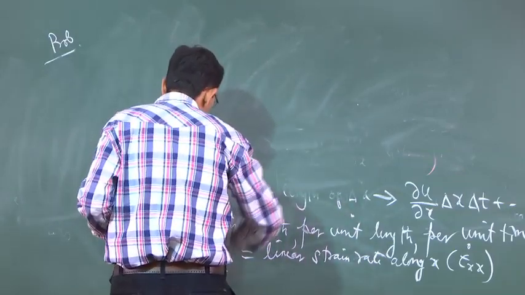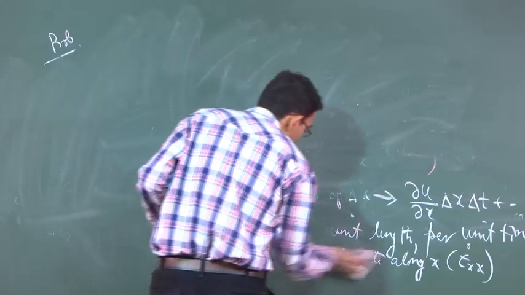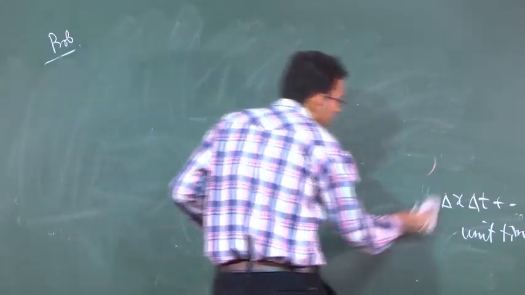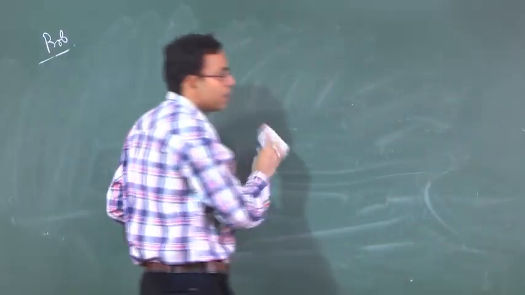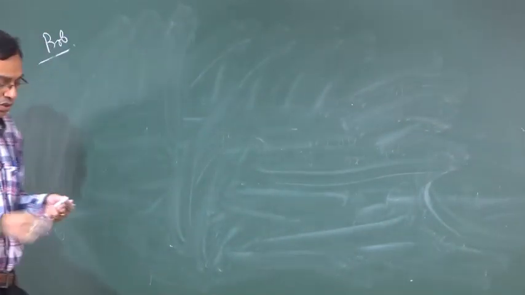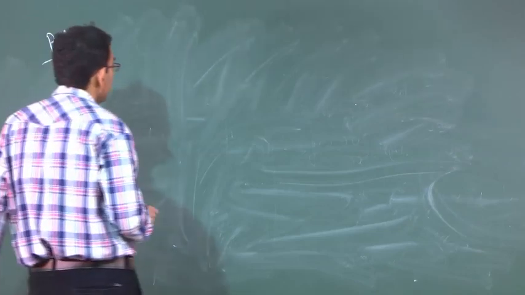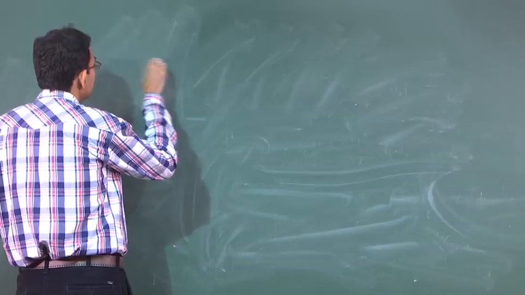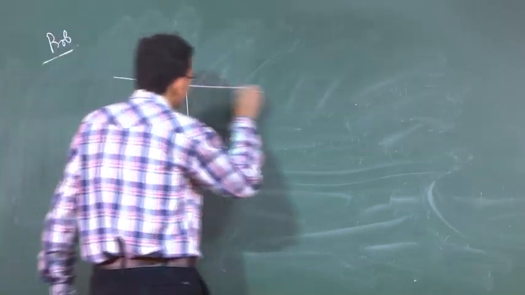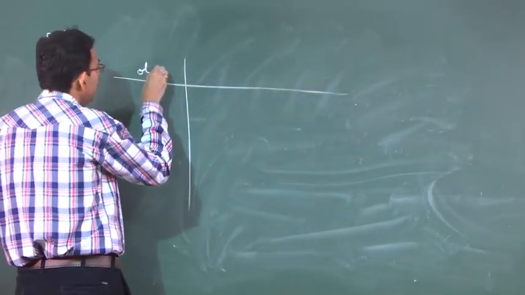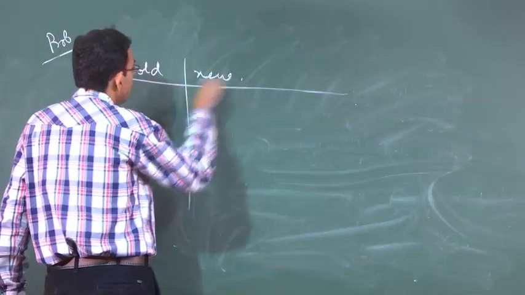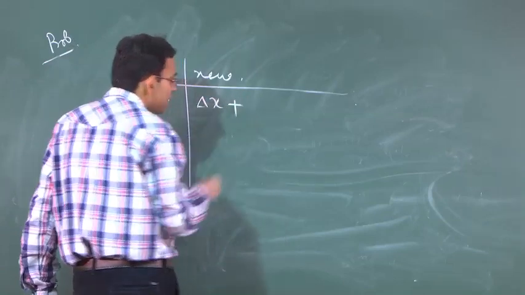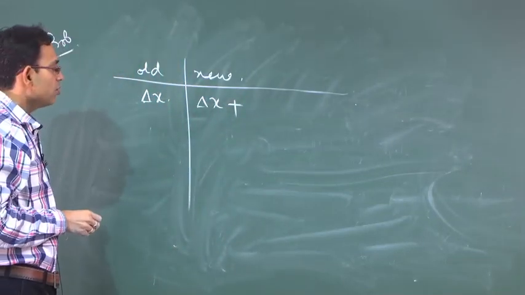So volume change will be a consequence of the length change along x, y and z combined together. So let us write this, let us make a table. So old and new. Old dimension was delta x, now it will be delta x plus the change. So what was the change?